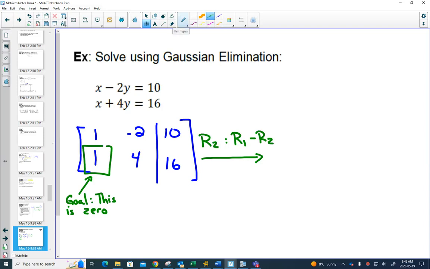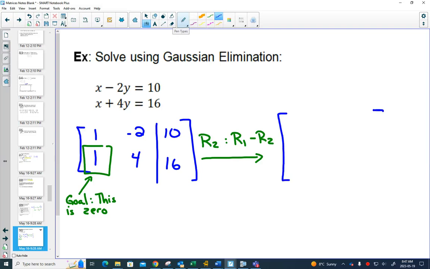Oh, yeah, that looks good. So I'm going to take row 2, and I'm going to change it. And how am I going to change it? Well, I'm allowed to do anything I want: multiply rows, add rows, subtract rows, interchange rows. So I'm just going to take row 2 and subtract row 1.